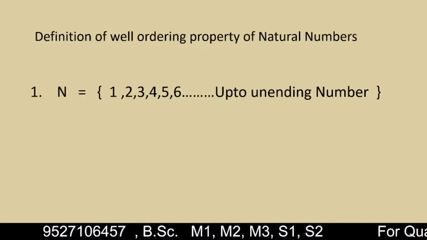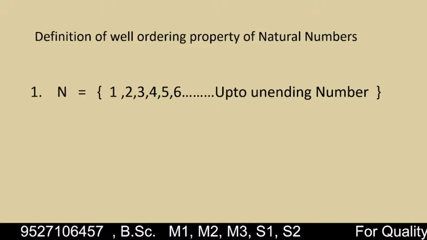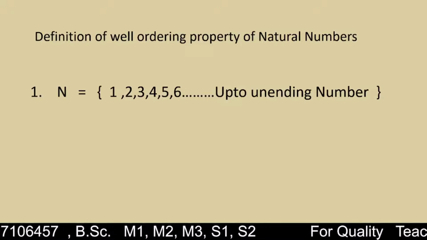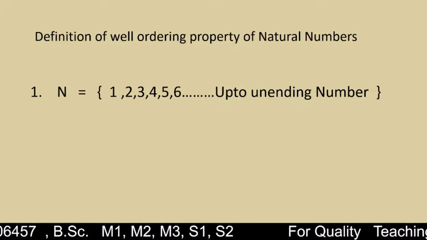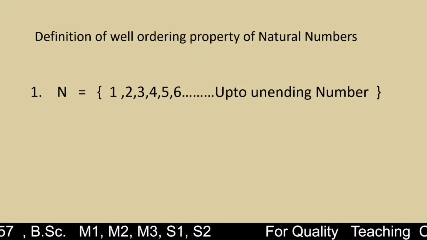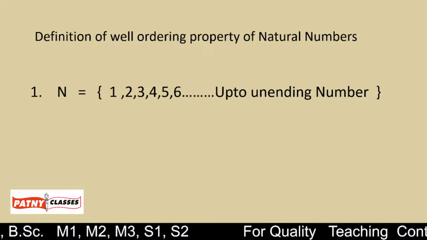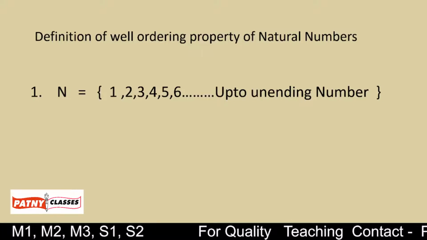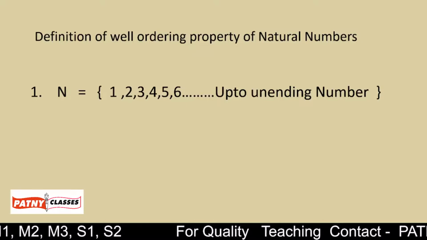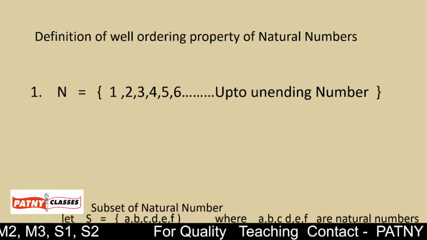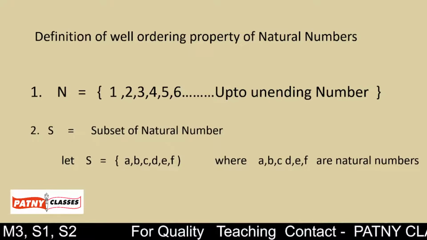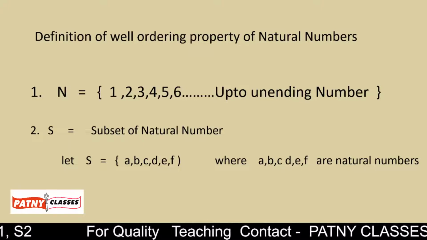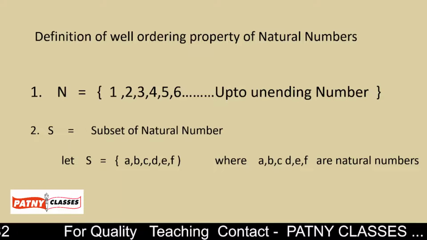Now let us define the well ordering property of natural numbers. For that, let N be the set of natural numbers. If I start writing these natural numbers 1, 2, 3, and keep on writing, I can write up to infinity, and some numbers beyond remain unwritten. Therefore, the set of natural numbers is unending. Out of that, let us consider a subset S, consisting of A, B, C, D, E, F, where A, B, C, D, E, F are natural numbers.